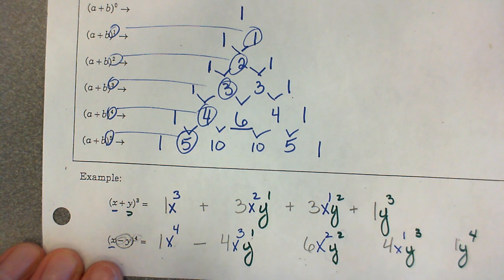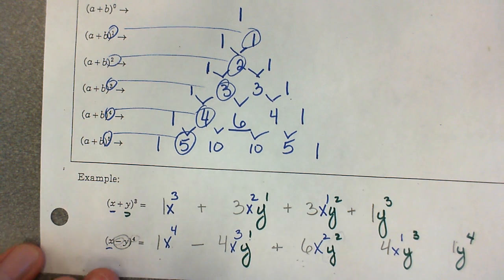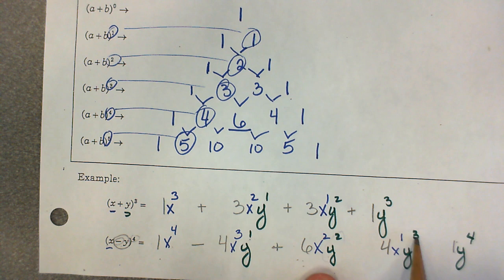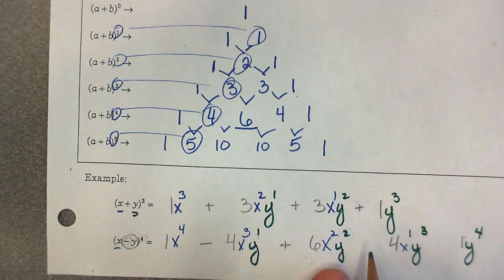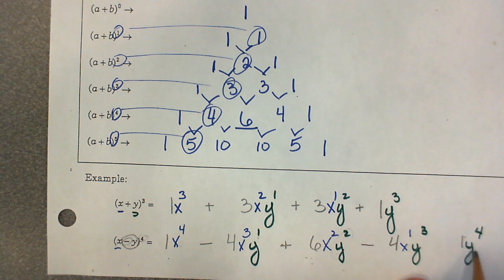Now your third term here has two y's. So that's going to be a negative and a negative. Well, a negative times a negative is going to be a positive. And in your next term you have three negatives. Three negatives multiplied together gives you a negative result. And your last one, you're going to have four negatives. Four negatives makes a positive.